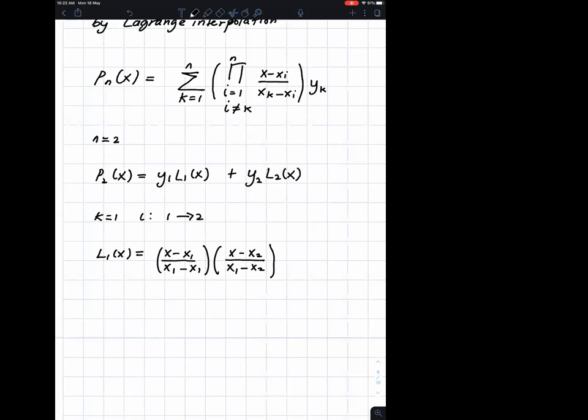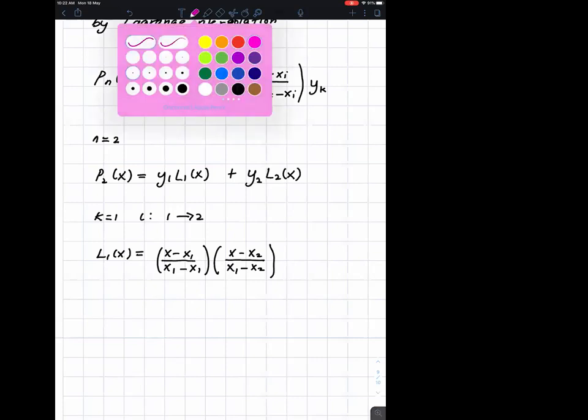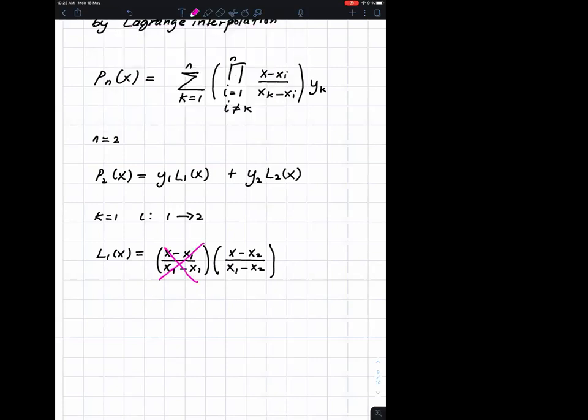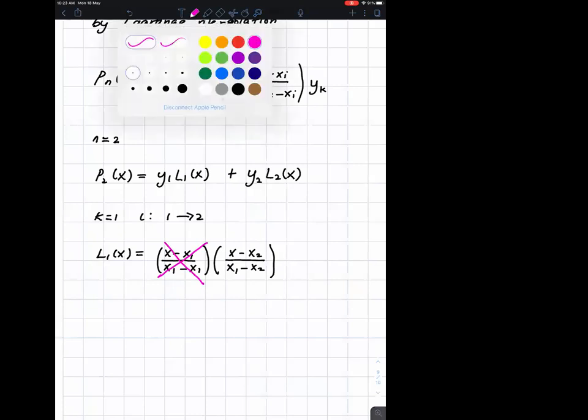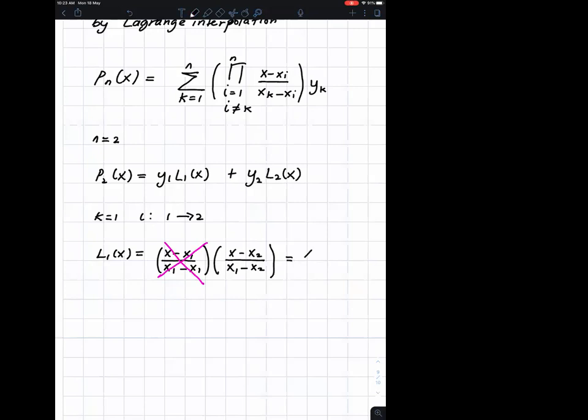Okay, any question on that? So division by x1 minus x1 is going to give you 0. So you're going to get a division by 0, which is not allowed in mathematics. So we're not going to use this. So L1 is x minus x2 divided by x1 minus x2.